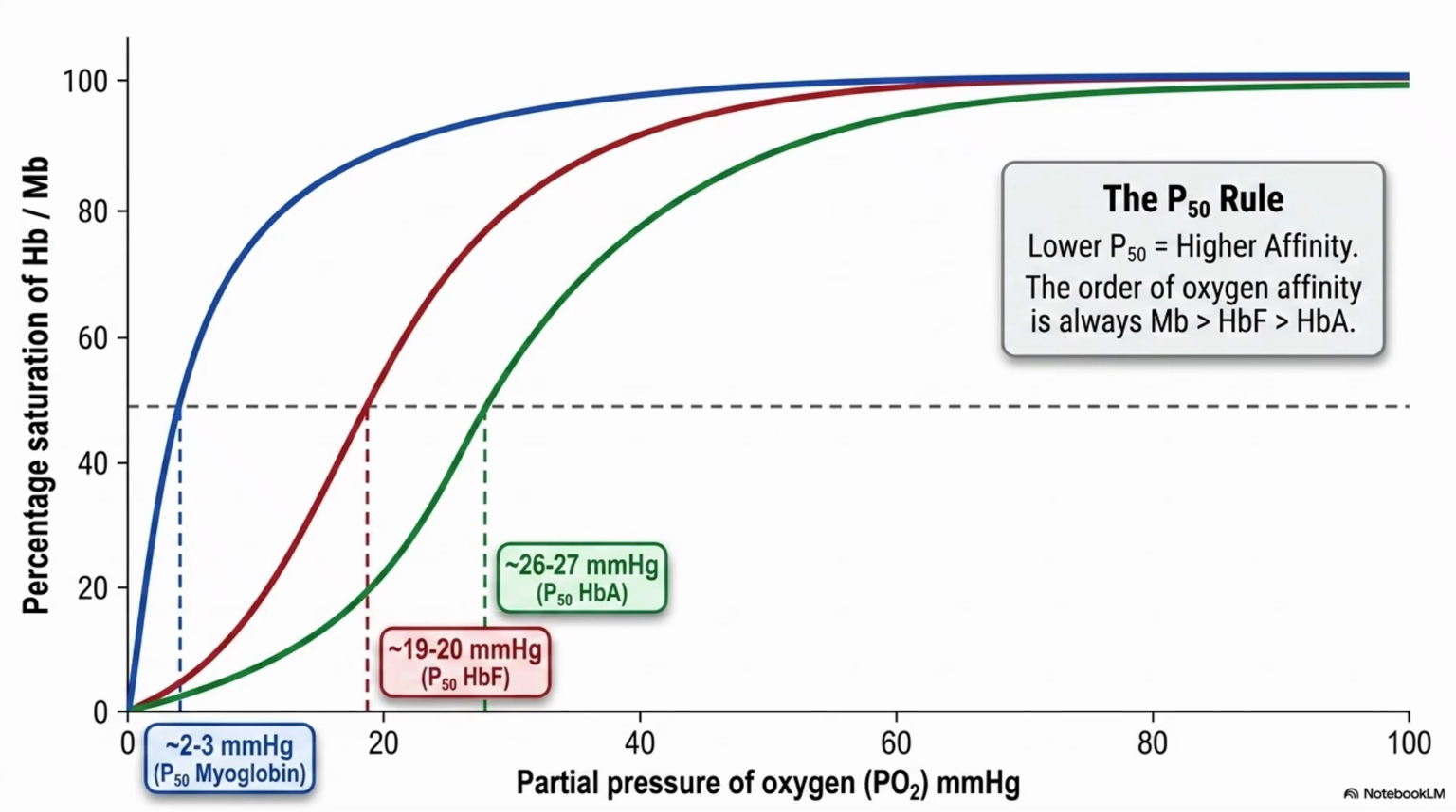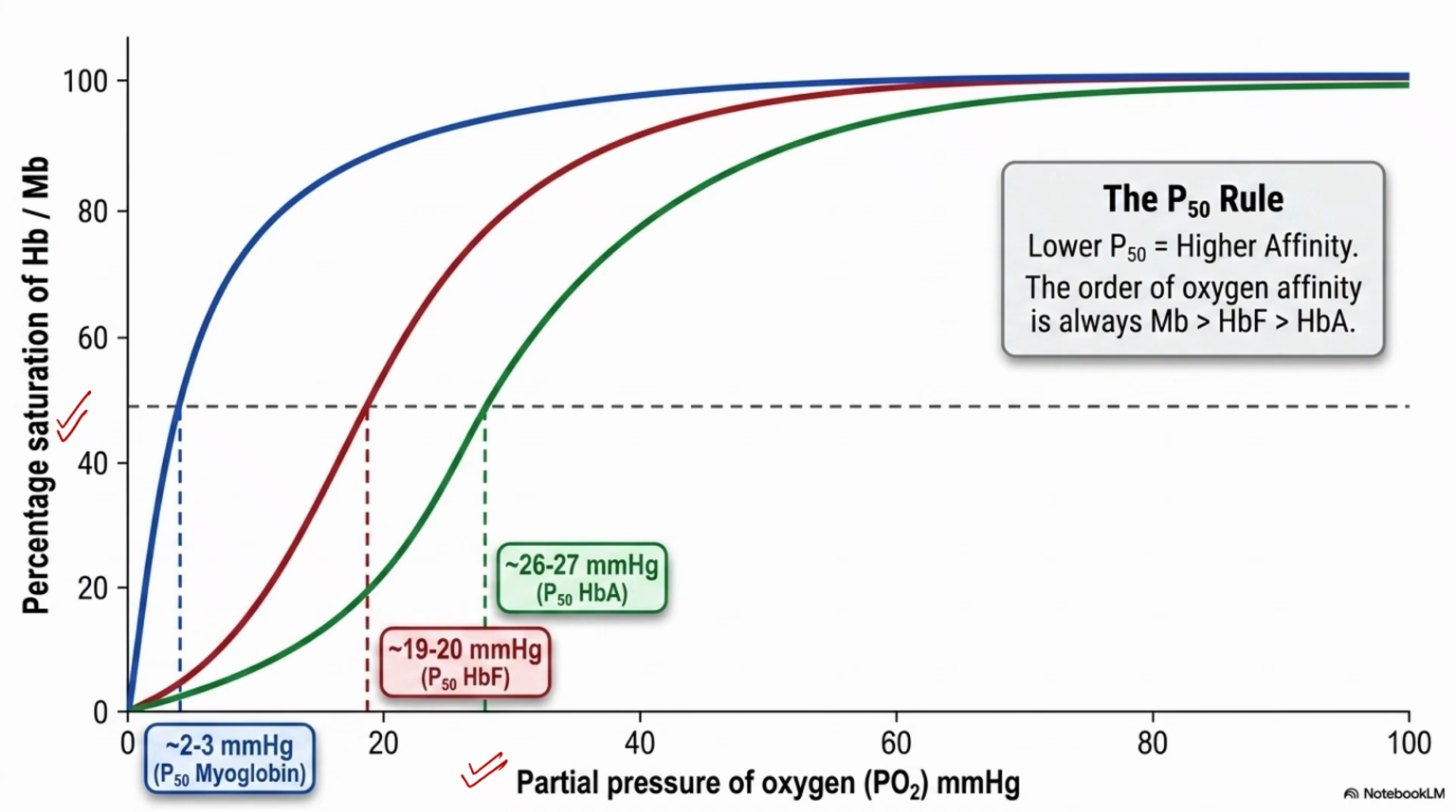Now see here, what is present on the x-axis? The partial pressure of oxygen is present, and on the y-axis is the percent saturation of oxygen. How much percentage of hemoglobin is saturated with oxygen? Basically, the percentage saturation of an oxygen-binding protein, meaning hemoglobin, will tell at what partial pressure the hemoglobin or myoglobin or fetal hemoglobin will be 50% saturated.